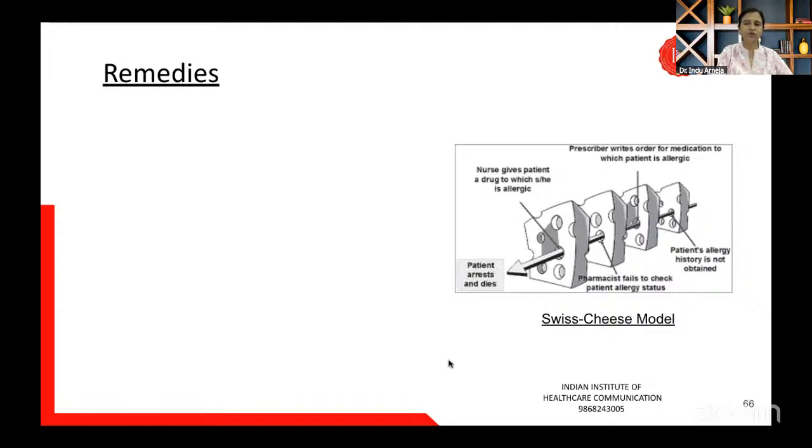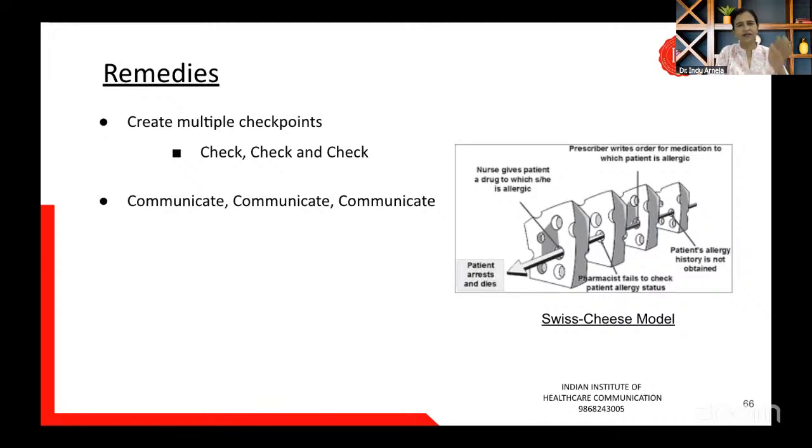So make sure that in your system you create multiple checkpoints. The more checkpoints, the less likely an error. Check, check, and check. If all of us check at our end, at some point you will be able to prevent the error. Next is communicate, communicate, communicate. The more you communicate with the patient, the family, and your team members, the more the chances of identifying if any error is going to happen.